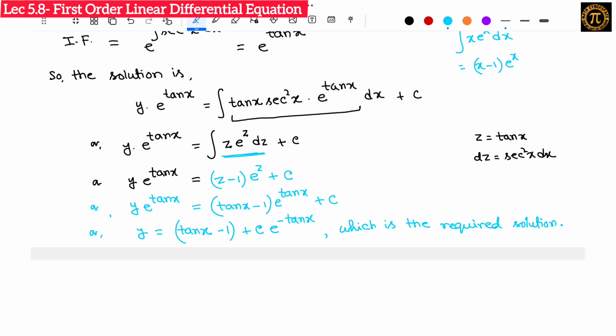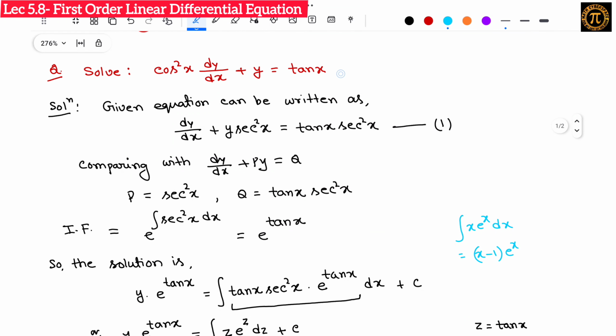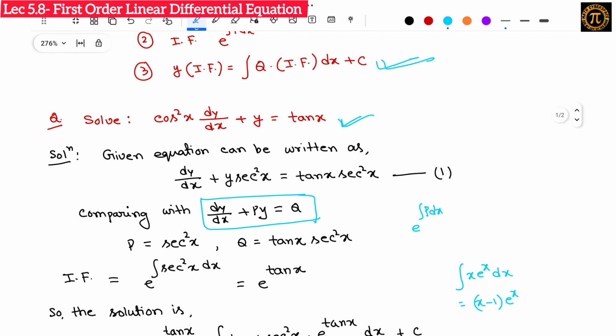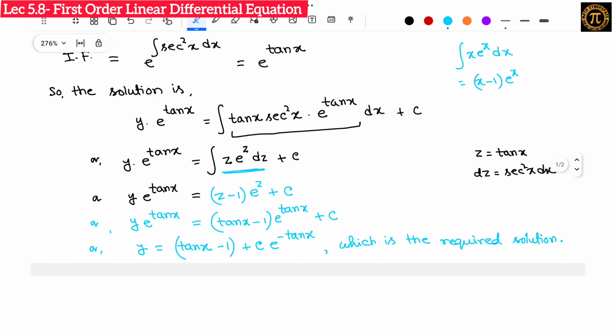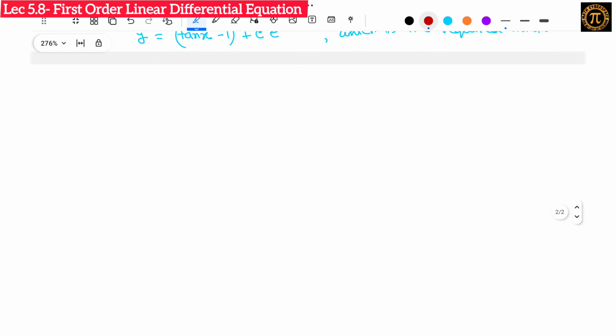Okay, so this process is very simple. First you have to convert the given equation into the general form. Then e to the power integration p dx will be your integrating factor, and the solution formula is: y into integrating factor equals integration of q into integrating factor plus c. Now let's try another problem.